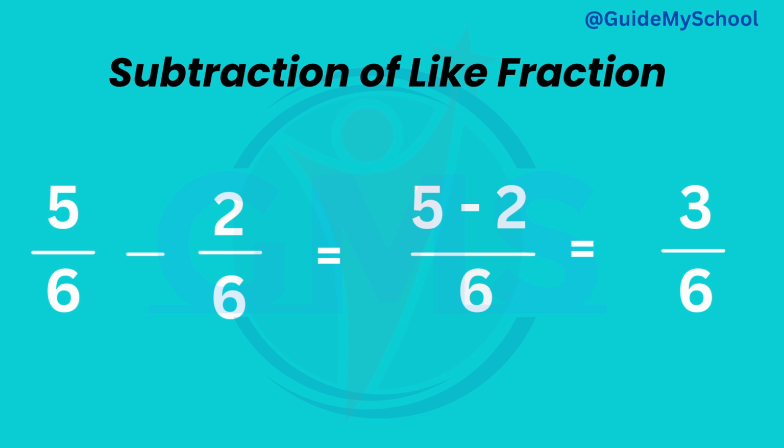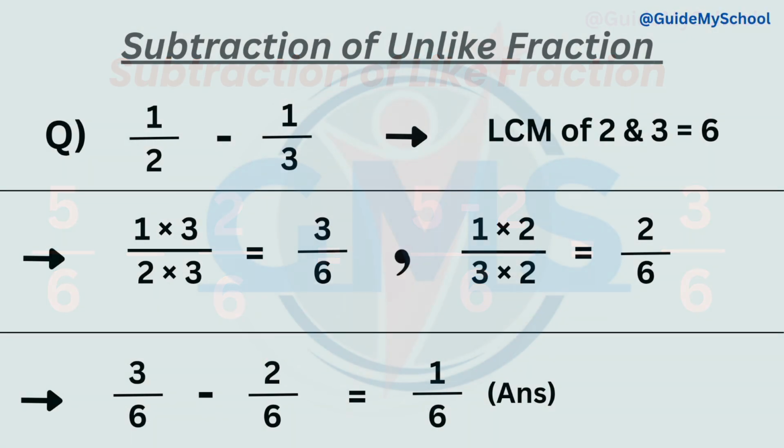Take the denominator, that is 6, as the common denominator for both fractions and subtract the numerators, that is 5 minus 2. So we will get 3 by 6 as our answer. Now for unlike fractions, the method is the same as addition of unlike fractions. Here the LCM of the denominators, that is 2 and 3, is 6.